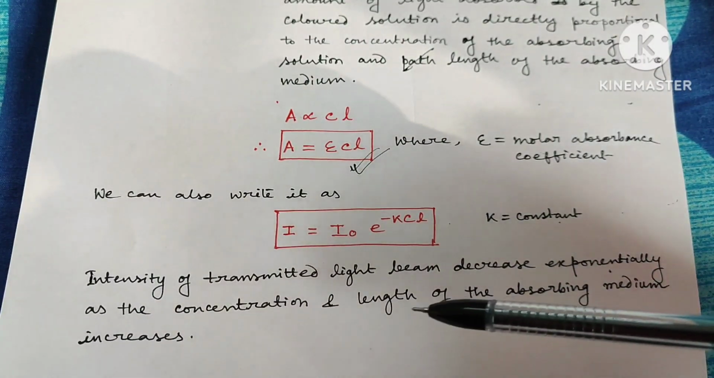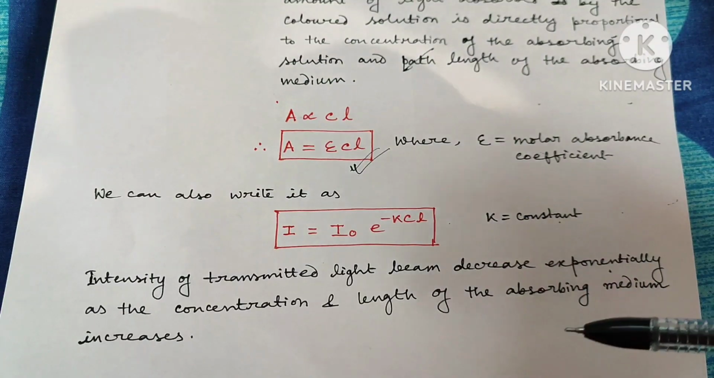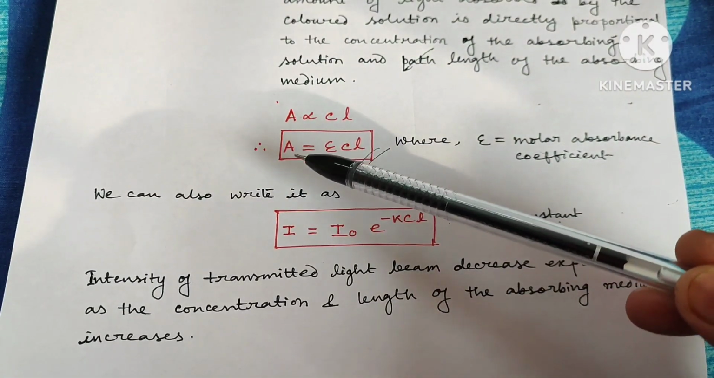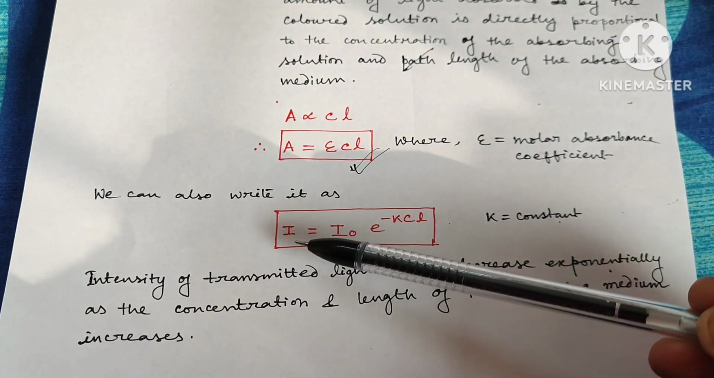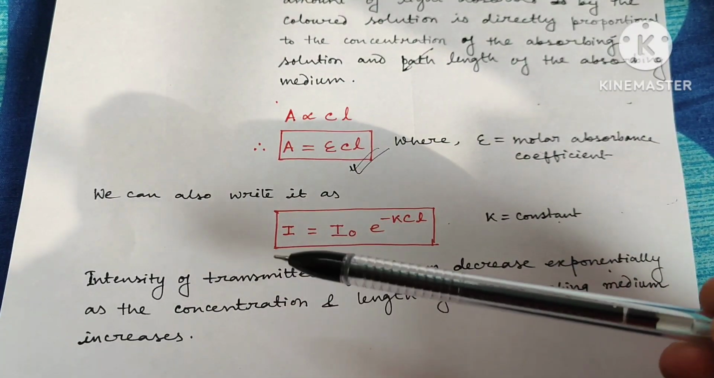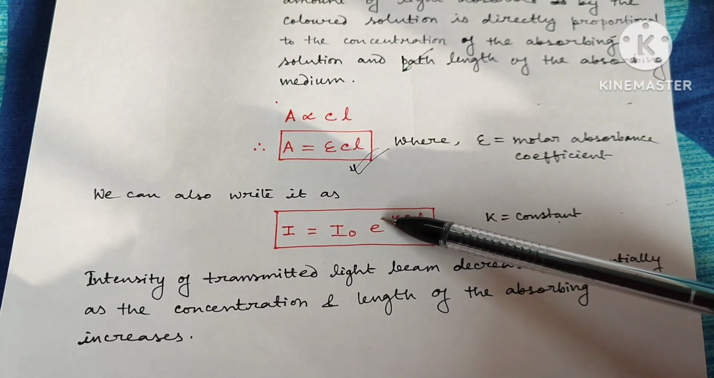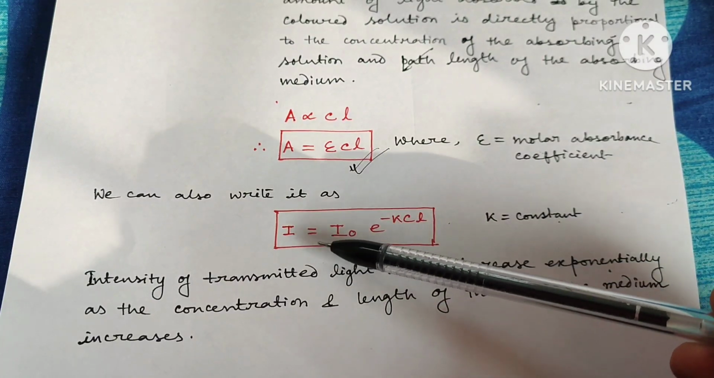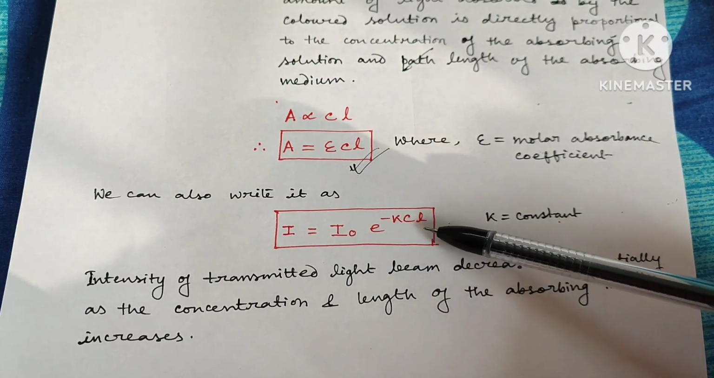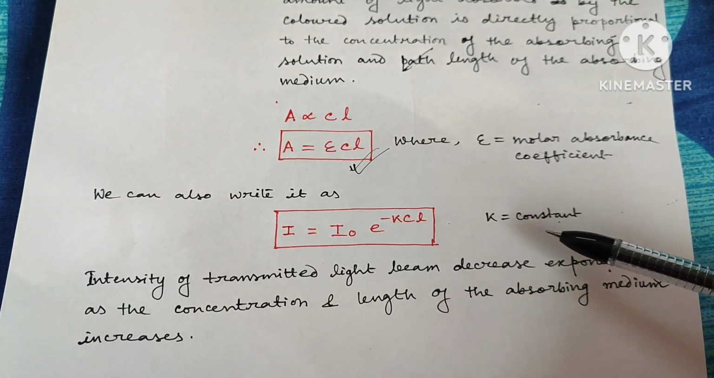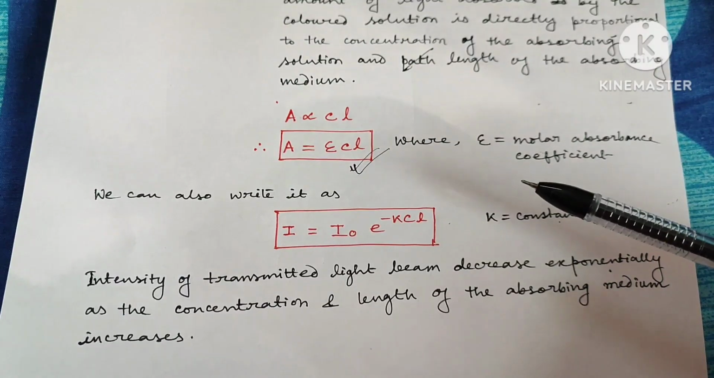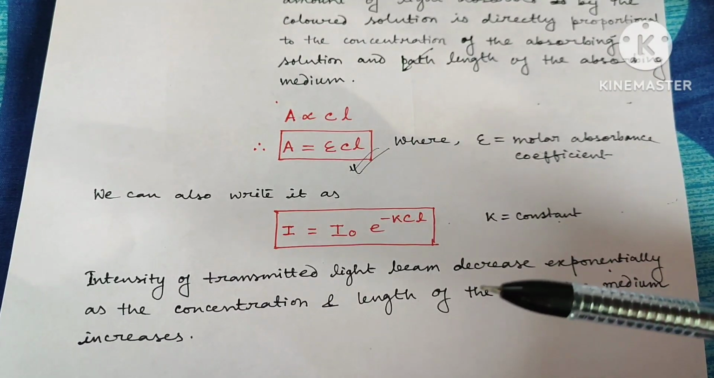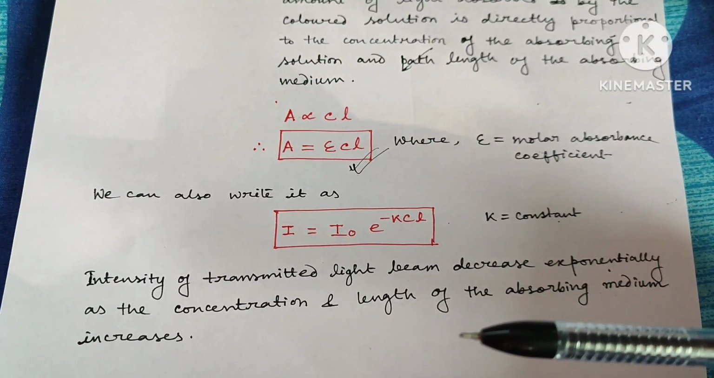Whenever the concentration and length of the absorbing medium increase, the absorbance will increase. That means the transmittance will decrease, and it will decrease in an exponential manner. That is why we have given this minus sign. I equal to I naught into e to the power minus KCl, where K is a constant which depends on the wavelength of the light and the absorbing medium. So this is all about Beer-Lambert's law.